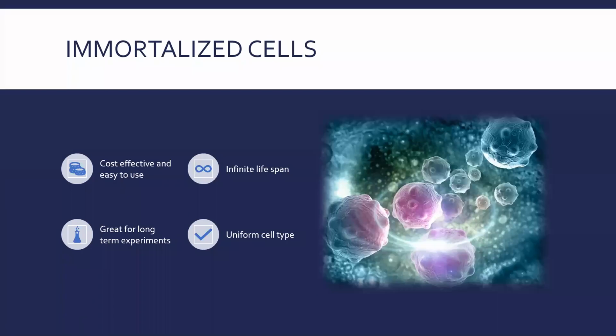These are some benefits to the use of immortalized cells. They are cost-effective and easy to use. They have an infinite lifespan and are great for long-term experiments. They also contain a uniform cell type as they provide pure populations of cells and consistency across samples.